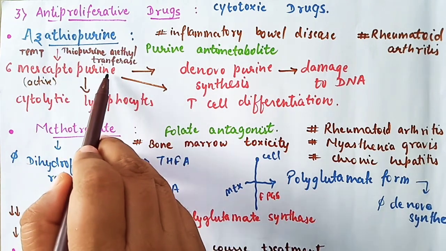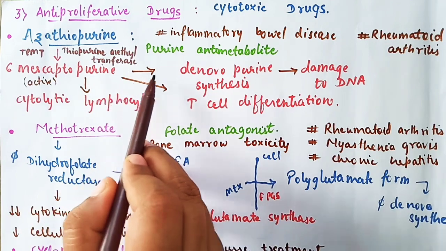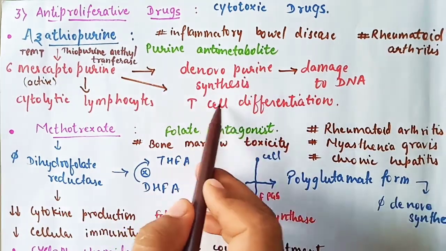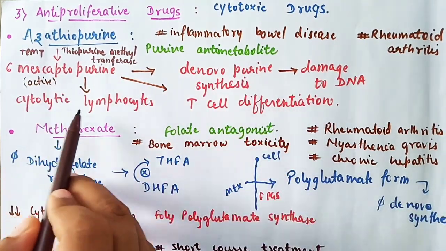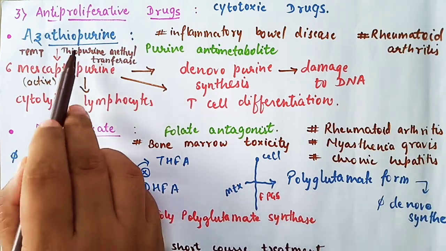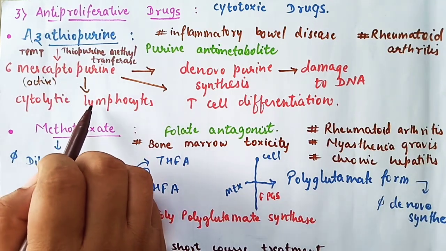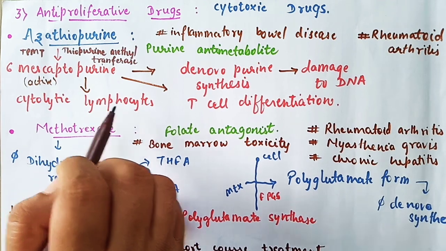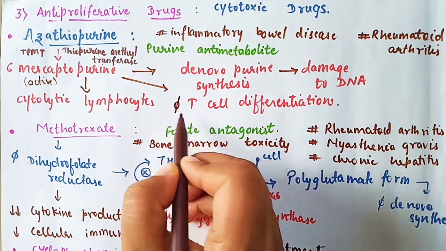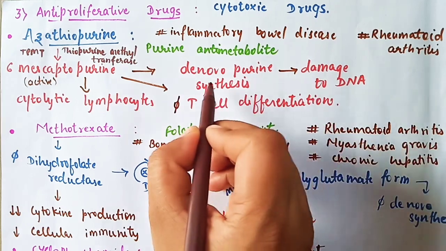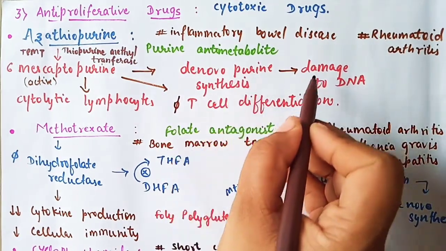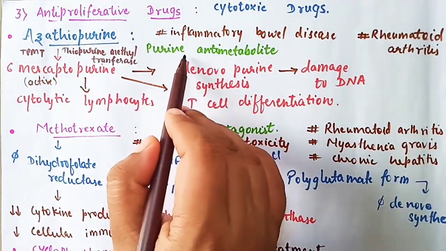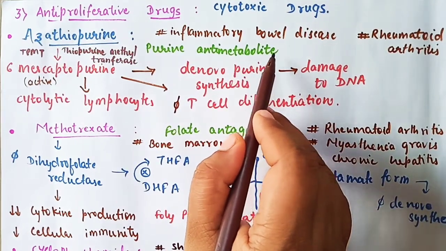Now this mercaptopurine is involved in various processes like de novo purine synthesis, T cell differentiation, as well as cytolytic lymphocytes. Since it causes cytolytic lymphocytes, it means no T cell proliferation. That means it inhibits T cell differentiation, and if de novo purine synthesis is inhibited, then there is damage to the DNA. They are the purine antimetabolites.